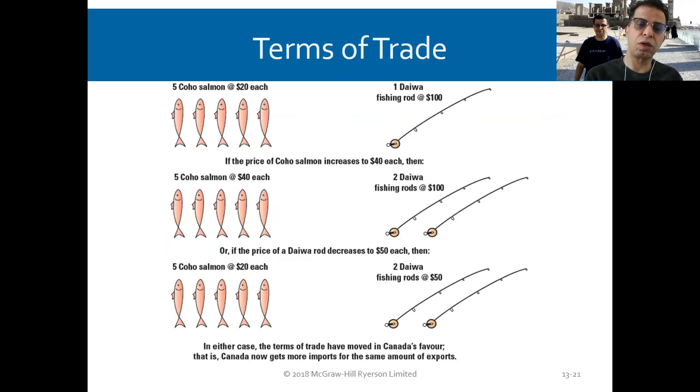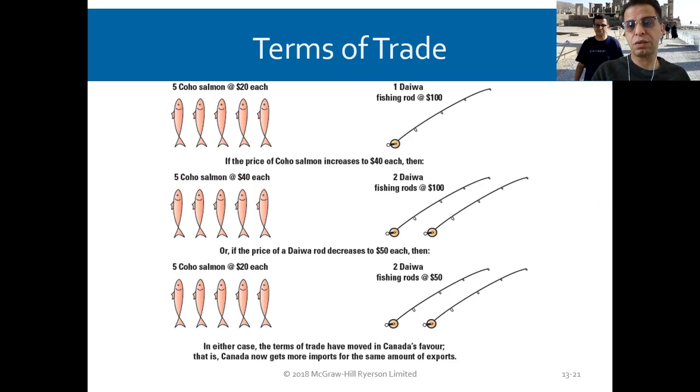Now, in this case, let's assume that Canada exports 5 salmon each at 20, and in return they get a diva, which is 100. Suddenly, the fish price goes higher, so now they are producing the same 5, but now the total is 200, so they can buy 2 divas. And if they keep their price the same, but the diva gets cheaper, they still can buy 2. So in either case, the second case or the third case, the terms of trade have moved in favor of Canada, which now gets more import for the same amount of export.